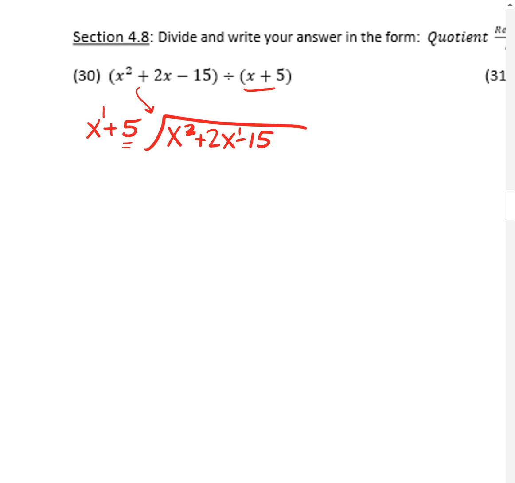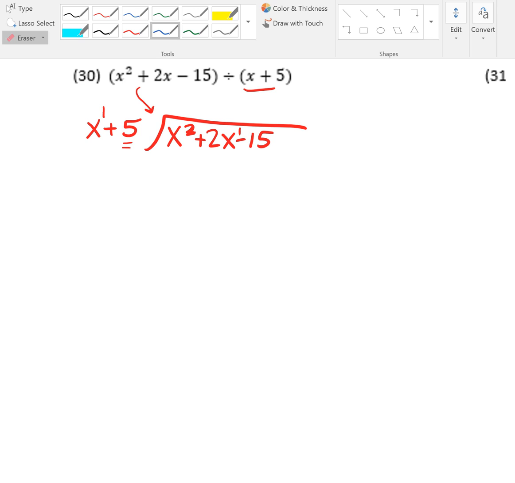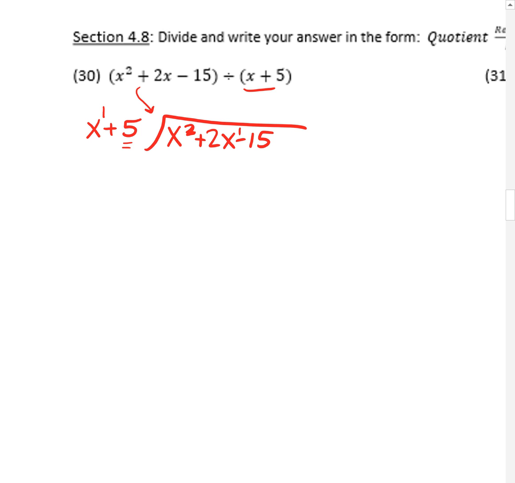But I guess let's just say, what if it was just x squared minus 15? There was no 2x. Well, then you have a squared term, but you don't have an x term. You're kind of missing a term in between the x squared and the 15. So you'd have to put a 0x in your division bar. So we'll see one like that coming up. I just wanted to mention it so it doesn't come as a shock when we get there.